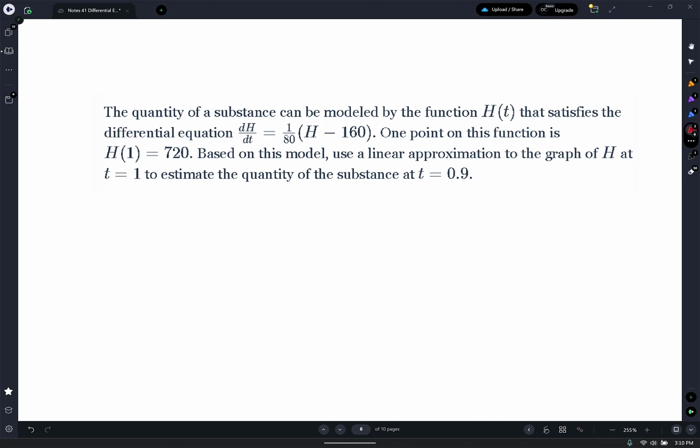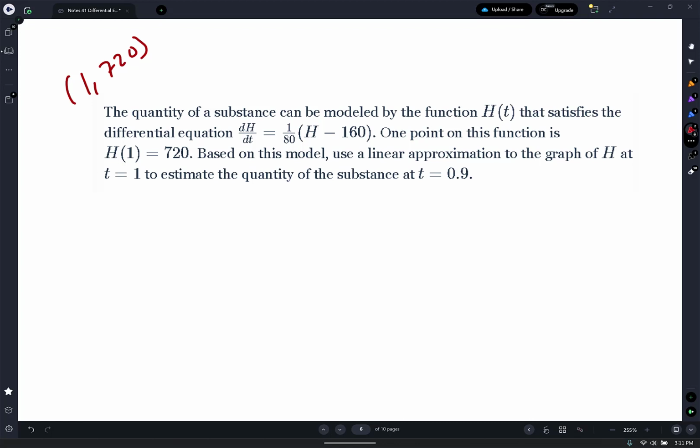The quantity of a substance can be modeled by the function h of t that satisfies the differential equation dh/dt equals 1/80 times (h minus 160). One point on this function is (1, 720). Based on this model, use a linear approximation to the graph of h at t equals 1 to estimate the quantity of the substance at t equals 0.9. They don't tell me what this is.